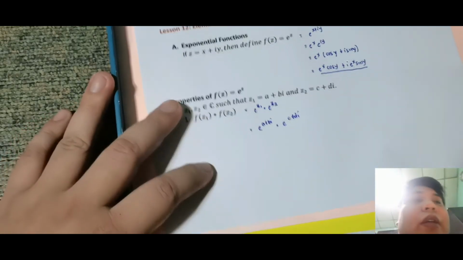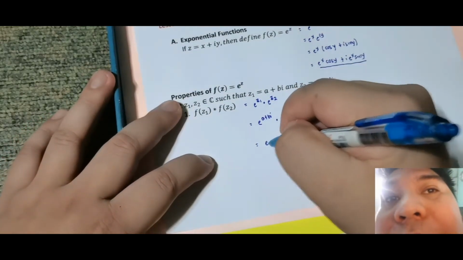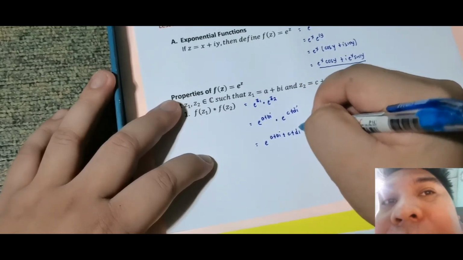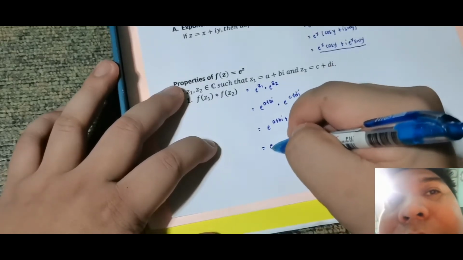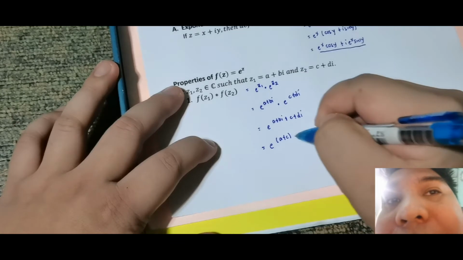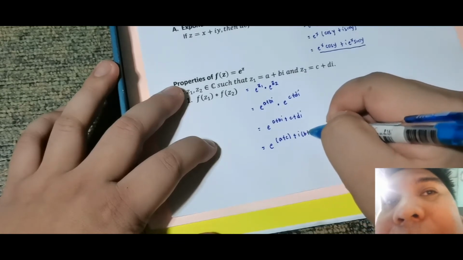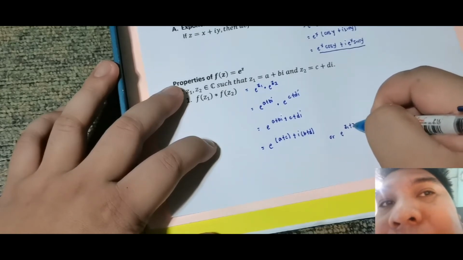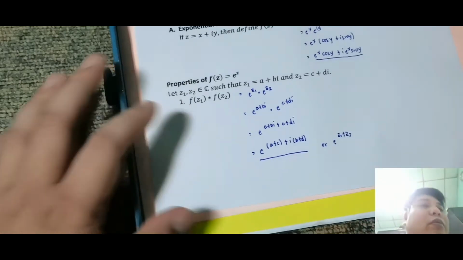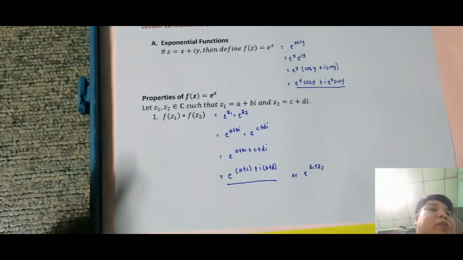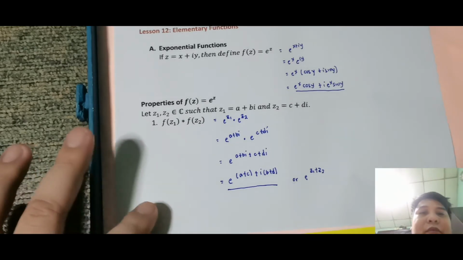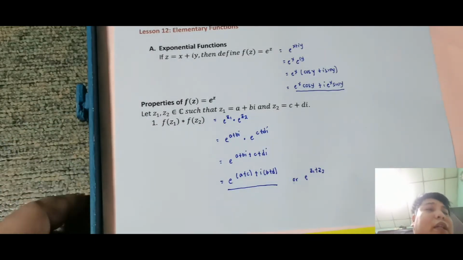Since similar ang base, ano pwedeng gawin? Equal ito sa e raised sa a plus bi plus c plus di. Then arrange konti, equal sa e raised sa a plus c plus i times b plus d, or simply e raised sa z1 plus z2. So mag-multiply ka ng dalawang exponential function, ang gagawin mo lang, i-add yung kanilang exponent, as long as similar sila ng base. Although ang base natin lagi dito is e.